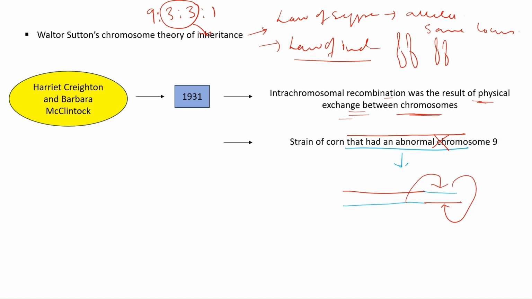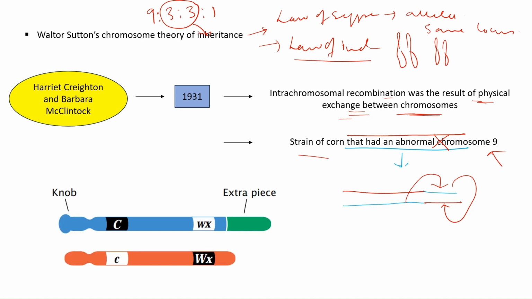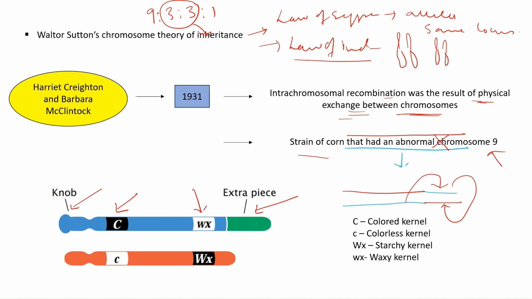Now to study this, they used a strain of corn having an abnormal chromosome 9. How does the chromosome look? This is the abnormal homologous chromosome number 9. As you can see, it has an extra knob at the start and an extra piece towards the end of the chromosome. Now, this chromosome has the capital C, the dominant character for color. This small wx is for waxy kernel.